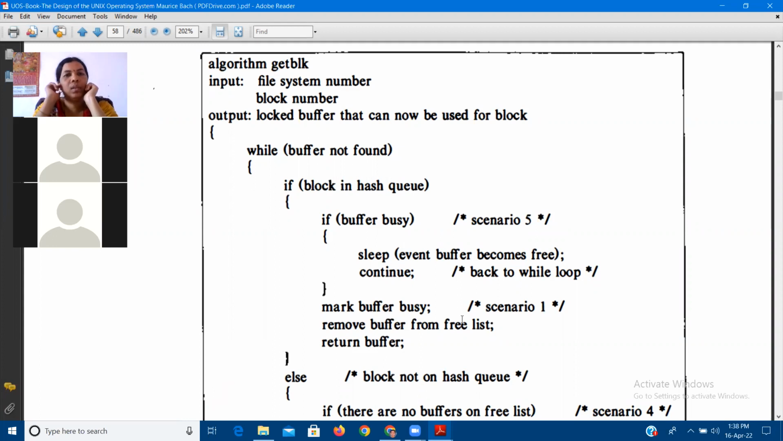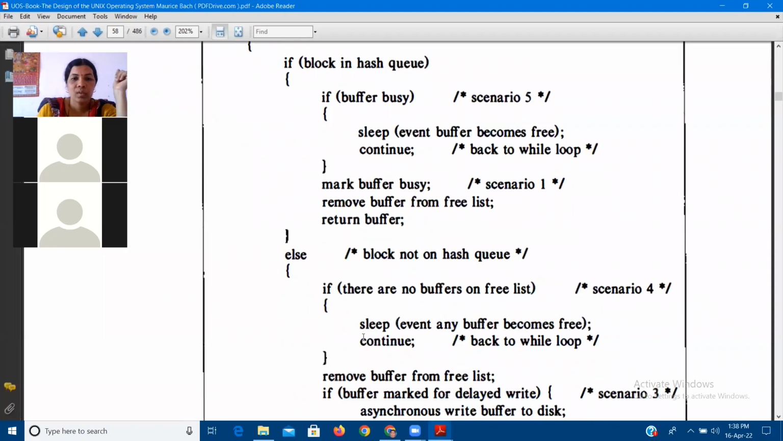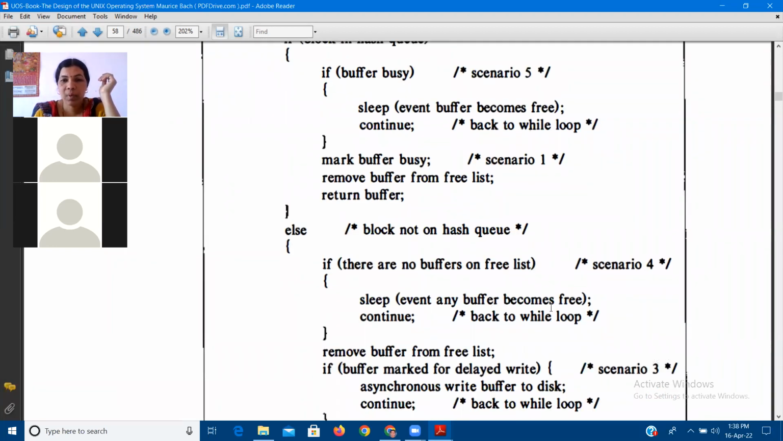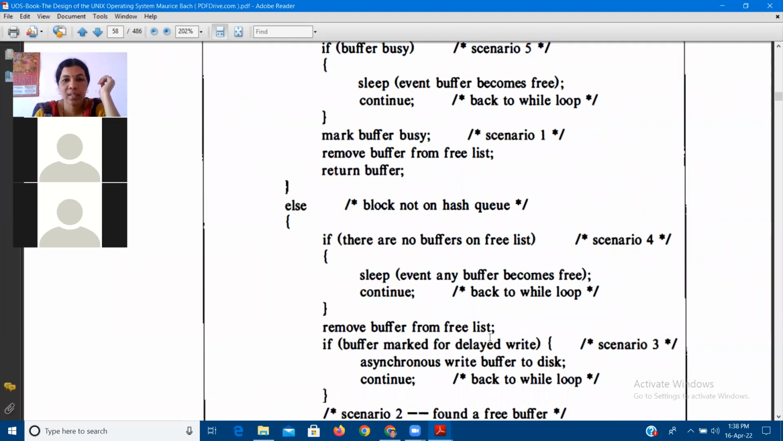While buffer not found, if block in hash queue, if buffer is busy, sleep until event buffer becomes free, continue. Outside the if loop, mark buffer busy, remove buffer from free list, return buffer. Else, if the block is not in the hash queue, you have to go to the free list. If there are no buffers on the free list, sleep until event any buffer becomes free, continue. Remove buffer from free list.